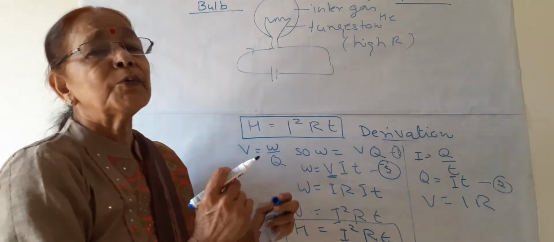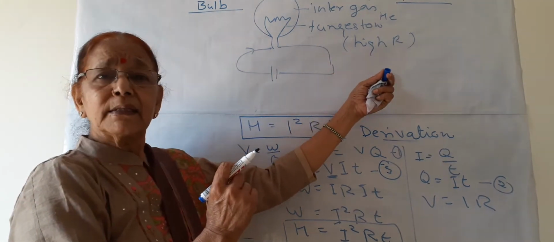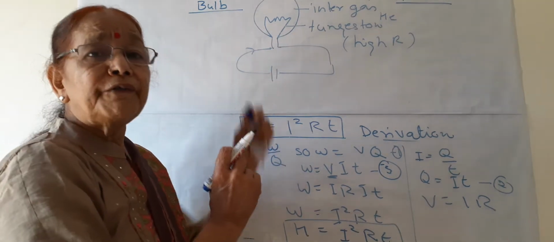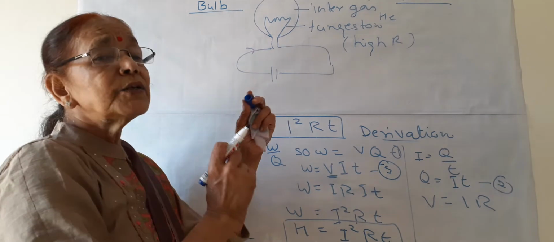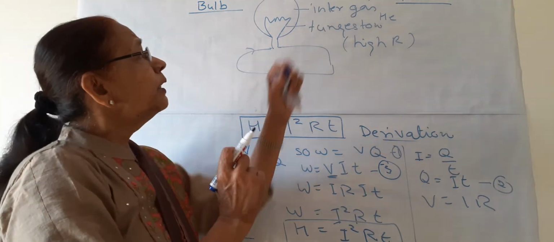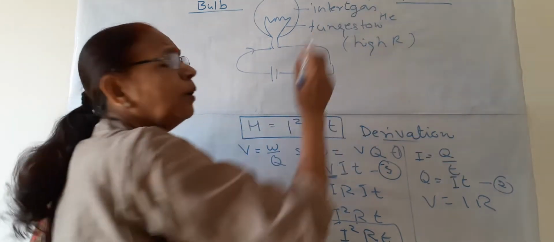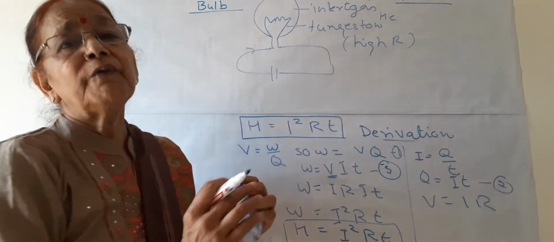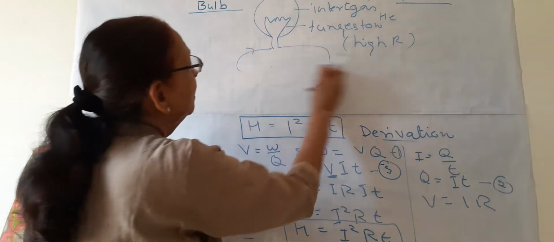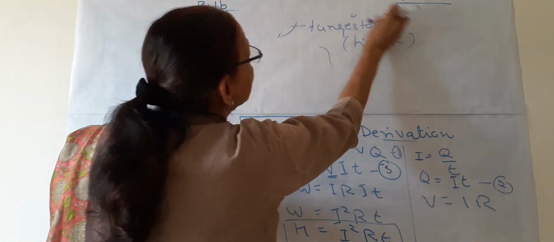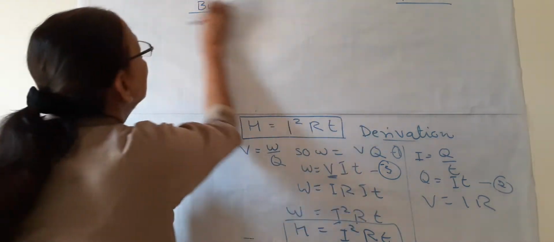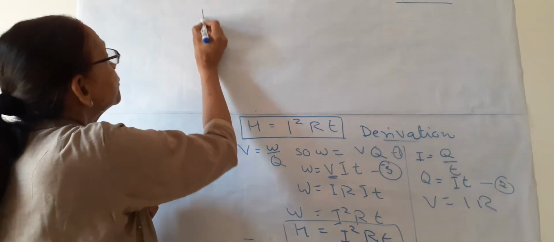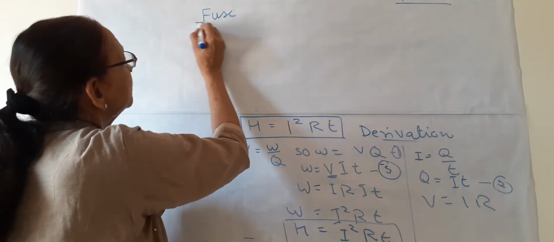This tungsten has some qualities. One, it has high resistance. Second, it is flexible. It can be molded into a fine filament. Third, it is not oxidized when it is put in inert gas, or it is not burnt. So this tungsten is useful for making these bulbs. Now the next gadget, a very important gadget based on heating effect of current, is fuse wire or fuse.